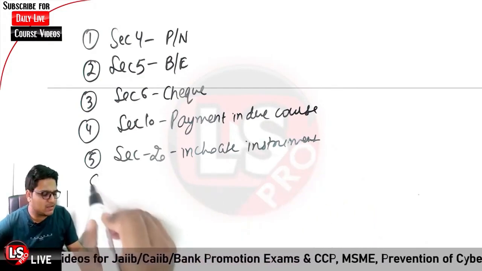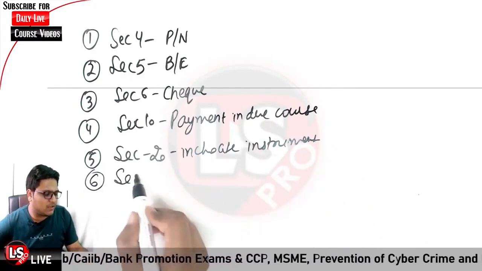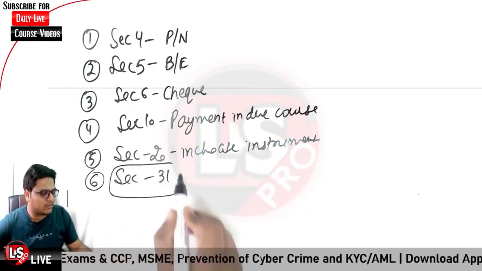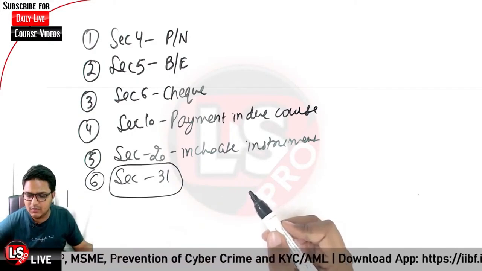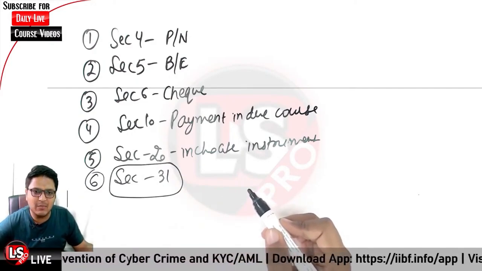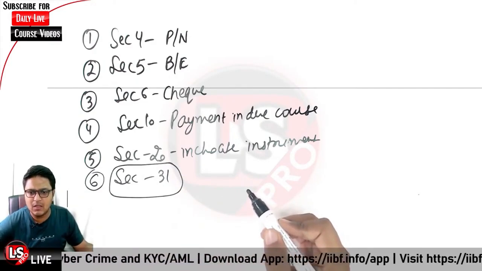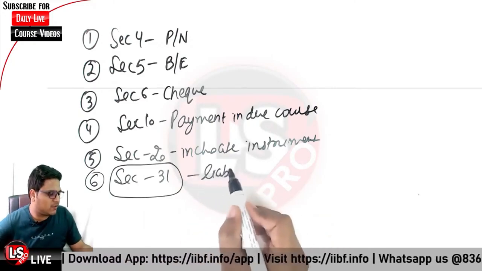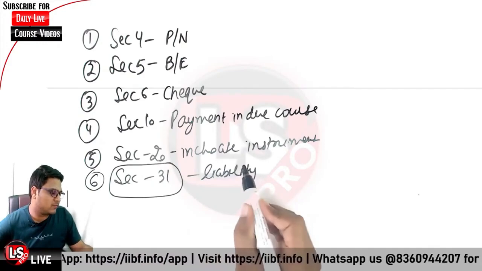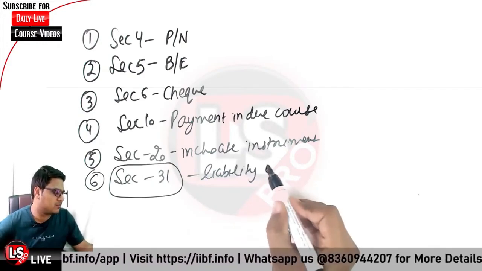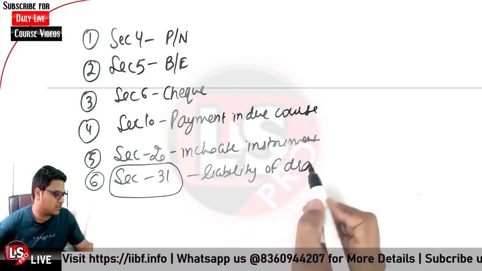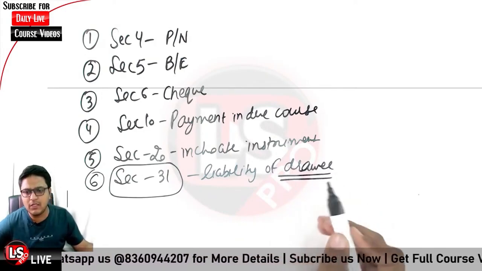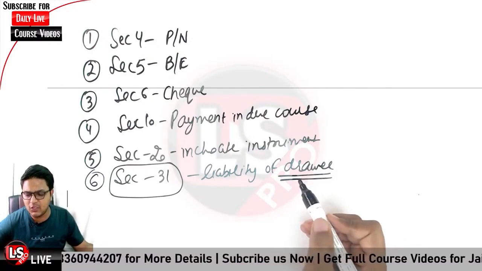Then it is section 31. Section 31 deals with the liability of the drawee for wrongful dishonor of the instrument on presentation.